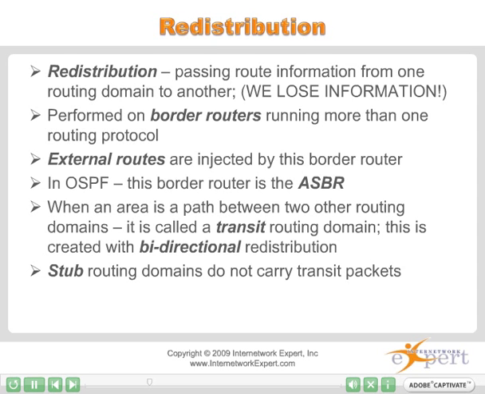Now, to contrast this concept of the transit routing domain, we have what's called a stub routing domain, and we're just going to inject prefixes into the stub. It is not going to be allowing traffic to transit it as it goes from one domain to another. So some key terminology here we want to master regarding route redistribution.